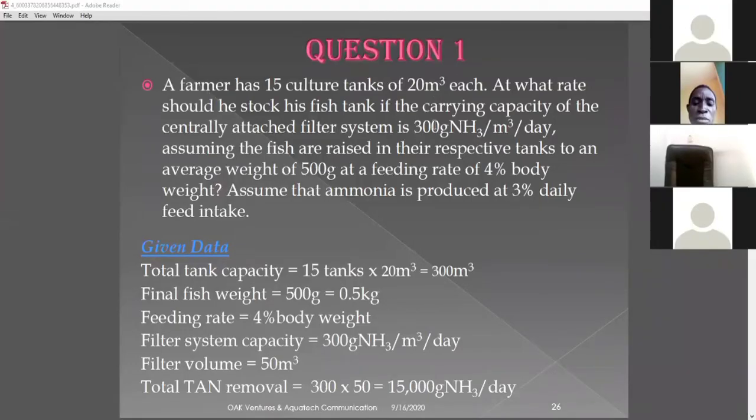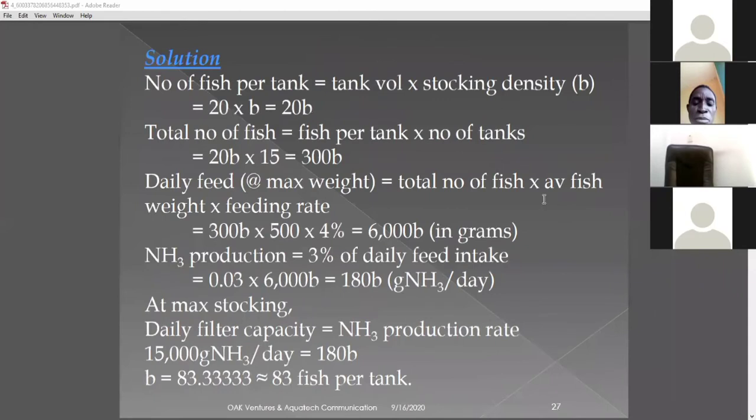Sorry. So just go through that, and you see that at the end of the day, the ammonia that is being generated per day is going to be 180 grams of ammonia per day. Now, your filter must at least manage the quantity of ammonia being generated per day, or it should be in excess. It should be able to manage more so that your system is safe in case of anything.